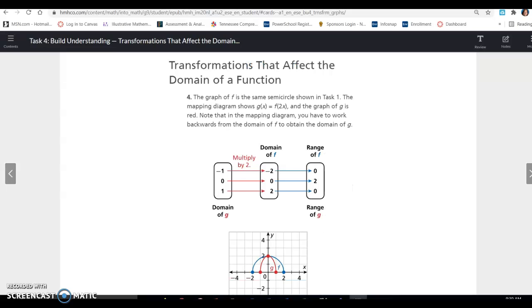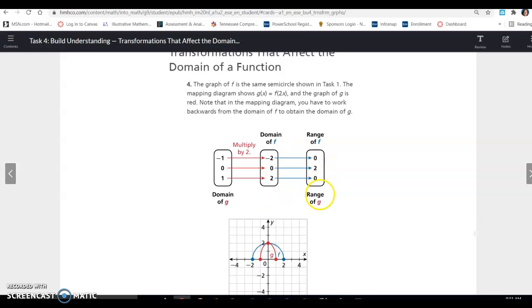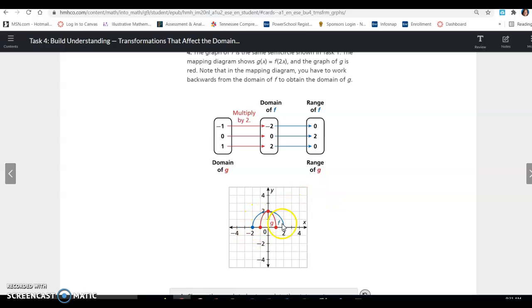Task 4, transformations that affect the domain of a function. Again, domain is your x values. The graph of f is the same semicircle shown in tasks 1, 2, and 3. The mapping diagram shows g of x equals f of 2x, and the graph of g is in red. Note that in the mapping diagram, you have to work backwards from the domain of f to obtain the domain of g. Here's the domain of f, the same domain we've had, and here's the same range, the same semicircle we've had in the other tasks.